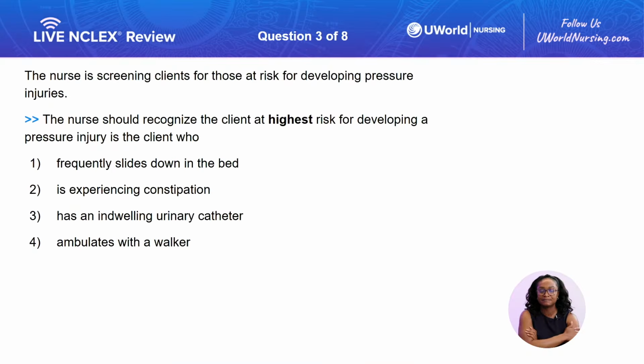Very good job, guys. Question number 3, the nurse is screening clients for those at risk for developing pressure injuries. The nurse should recognize the client at highest risk for developing a pressure injury is the client who what? Option 1, frequently slides down in the bed. Option 2, is experiencing constipation. Option 3, has an indwelling urinary catheter. Or option 4, ambulates with a walker. Let me know what you guys think down in the chat.